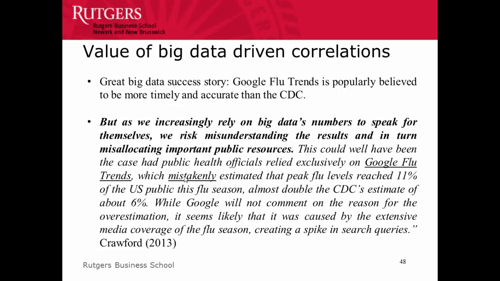In the Google Flu Trends case, it once mistakenly estimated that peak flu levels reached 11% of the US public this flu season, almost double the CDC's estimate of about 6%. While Google will not comment on the reason for the overestimation, it seems likely that it was caused by the extensive media coverage of the flu season, creating a spike in search queries.